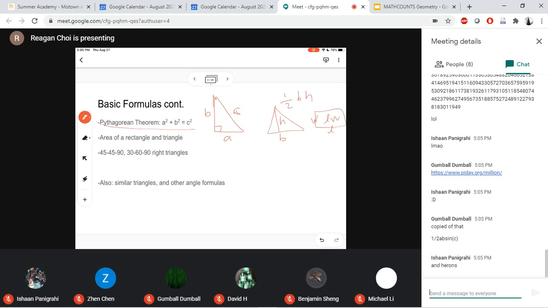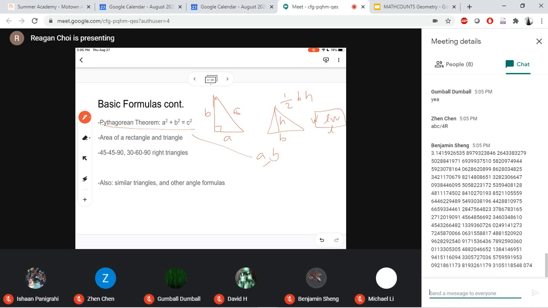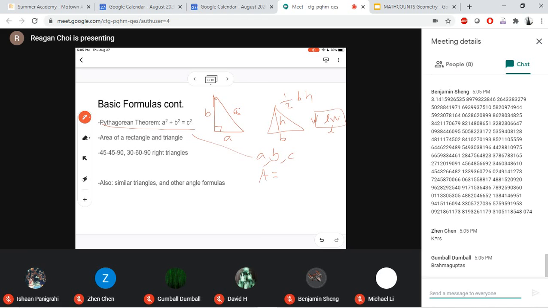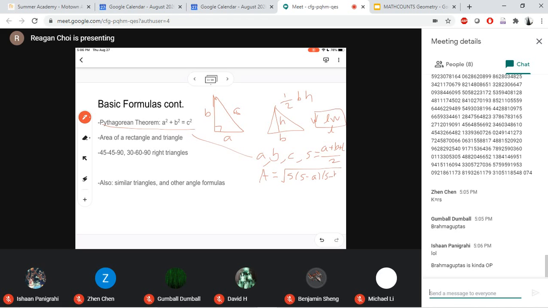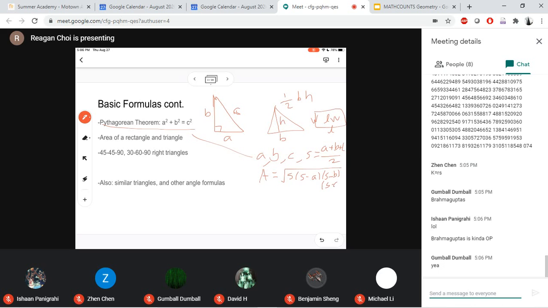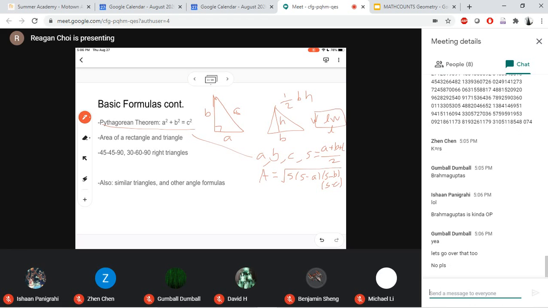I guess we can also go over Heron's formula. Yeah. We're not going to go over the trig formula because trig is not supposed to show up in MATHCOUNTS. And if s equals (a plus b plus c) over 2, then the area equals root of s times (s minus a) times (s minus b) times (s minus c). So if you just know the side lengths, then there it is. Yeah, let's not go over that because you don't even need it for like AMC.